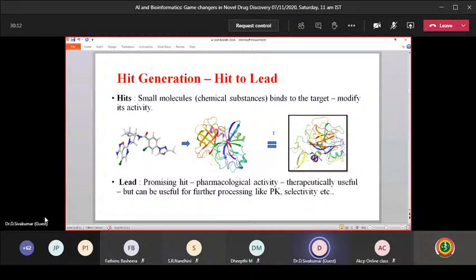The next thing is lead. How to make the hit into a lead. The lead is a substance, which the name itself says, right? Lead, it's leading. So the promising hit, which has a pharmacological activity. That means it is therapeutically useful, but can be useful for further processing like pharmacokinetics and selectivity, etc. Right?